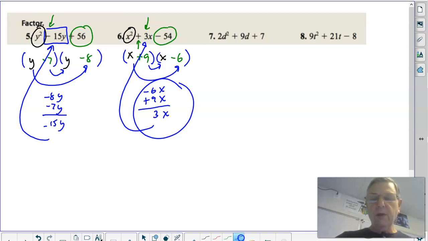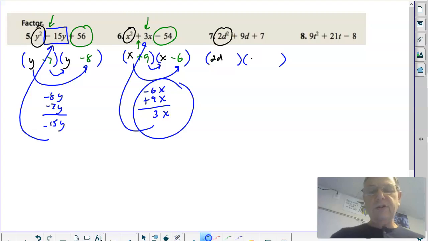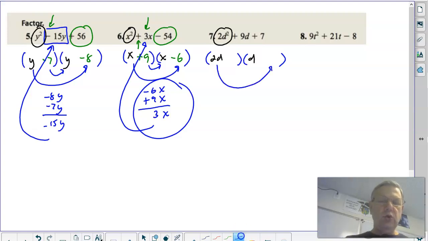All right, third one. I'm looking again for common factors. There are none. Now, when I do my front term, I notice it's a 2d squared, so I know it's 2d and d. All right, with that 2d squared, in this situation, I have to be careful because my outers are going to be multiplied by 2. All right, I got a 7. That's good. 7 and 1 are my only choices.